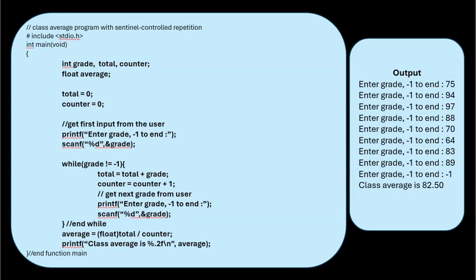That means in counter control repetition, you know how many times the loop runs. But in sentinel control repetition, you know only one condition. That means like here, if the user enters -1, the program comes to an end.